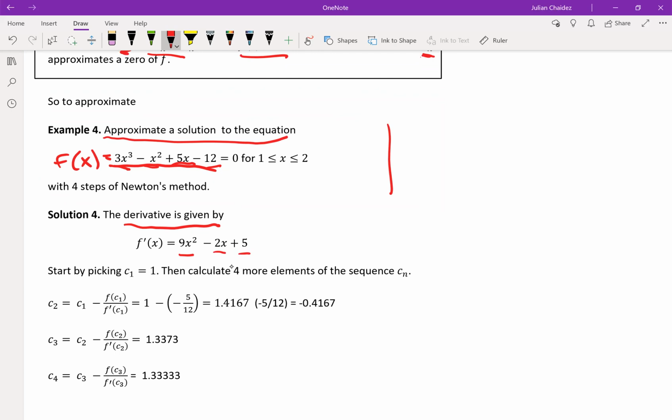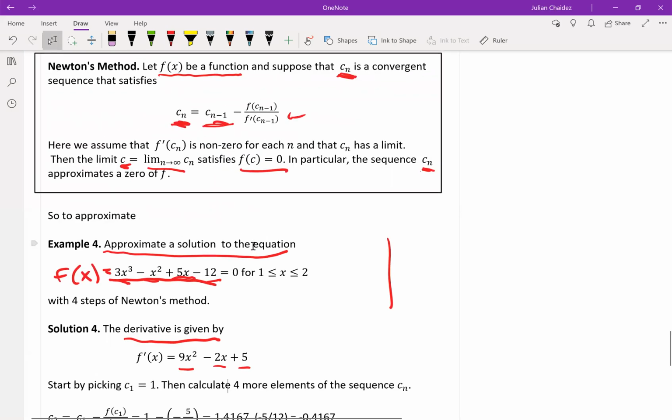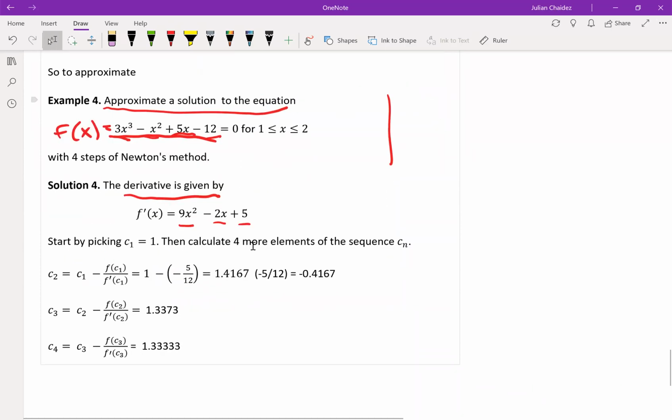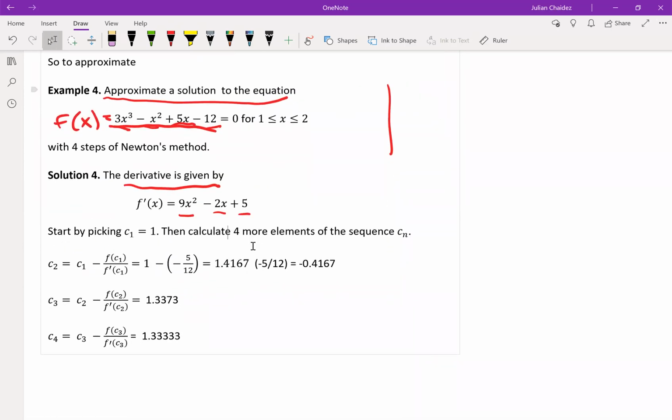Now I compute approximations, a sequence of these Cs, which satisfies the properties I talked about in the boxed Newton's method definition. First, I'll start by declaring the first element of my sequence, C1, is equal to 1. Then I calculate the next elements of the sequence. So C2 is equal to C1 minus f of C1 divided by f prime of C1.